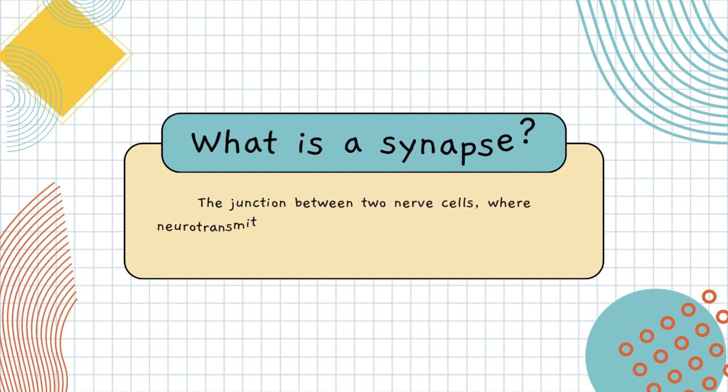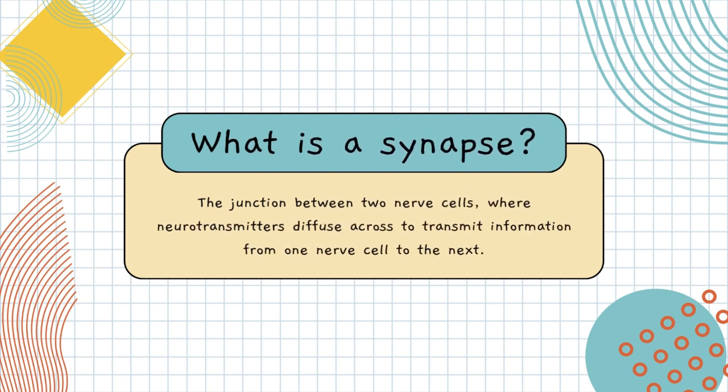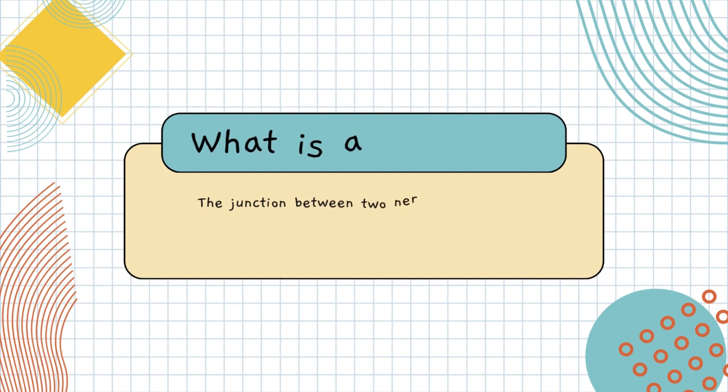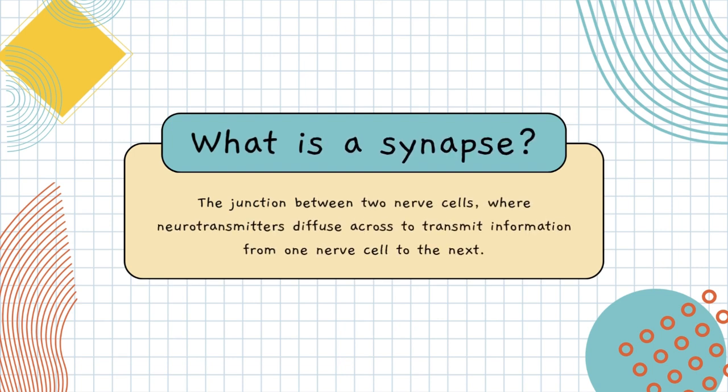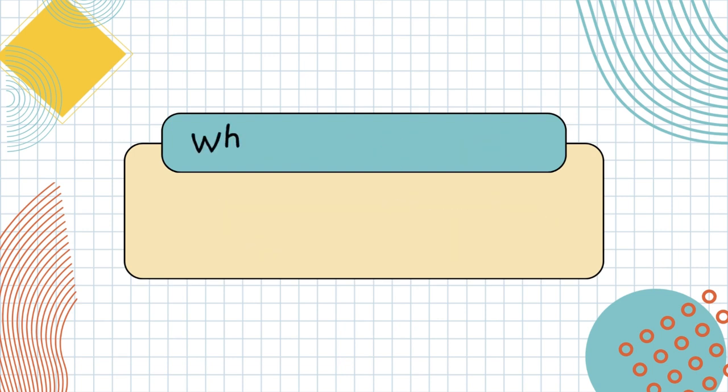What is a synapse? The junction between two nerve cells, where neurotransmitters diffuse across to transmit information from one nerve cell to the next.